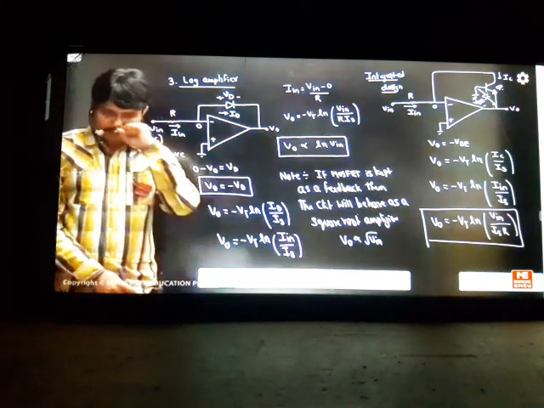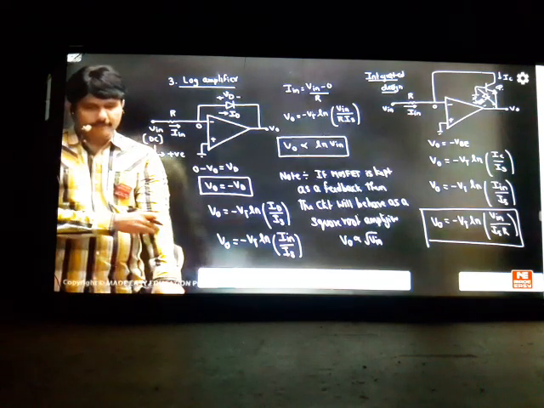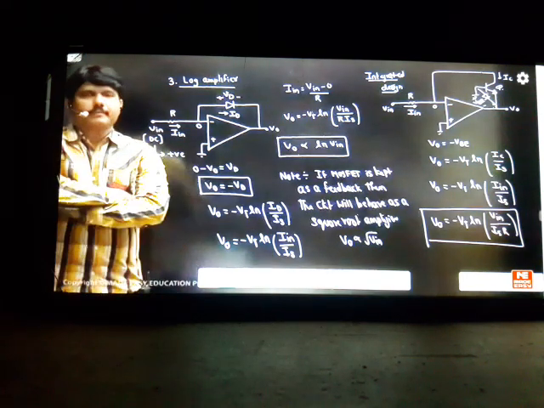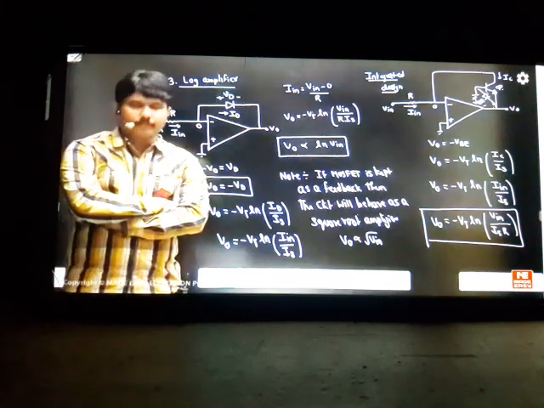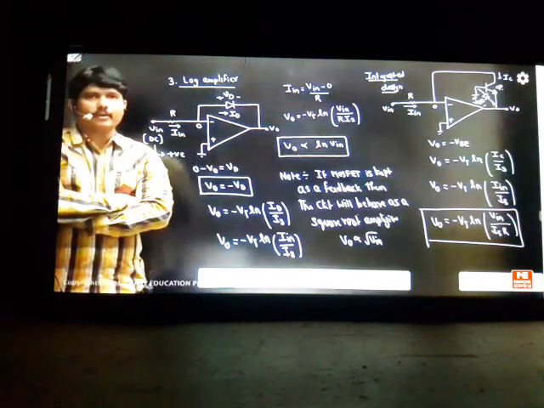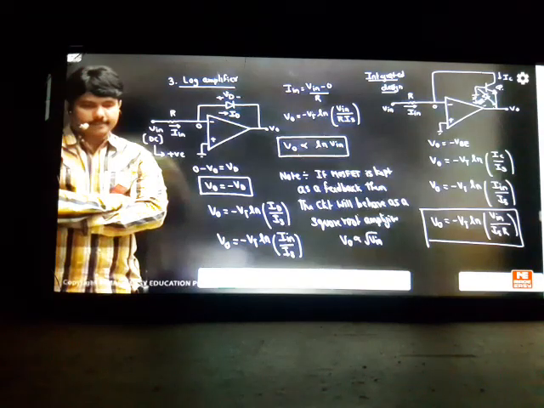Topic number 3 is completed here. I am entering topic number 4 now. Topic number 4: the anti-log amplifier, and how to make it with the opposite amplifier technique. If there is a log system, we can make it as anti-logs in electronics.